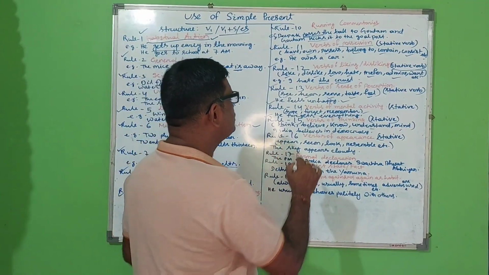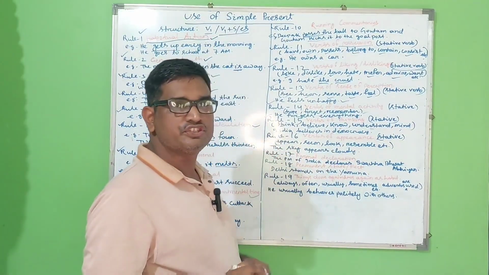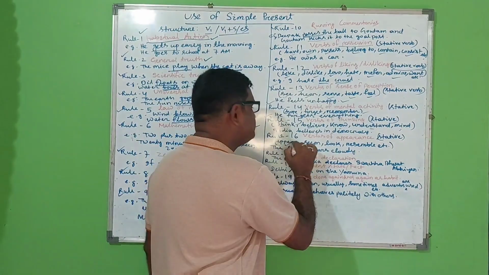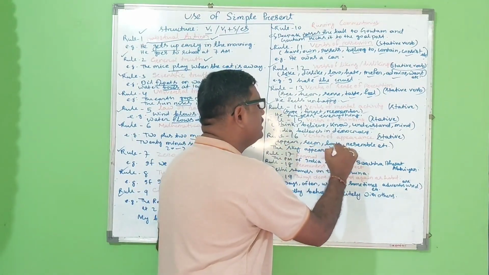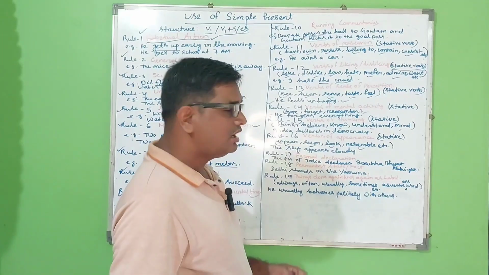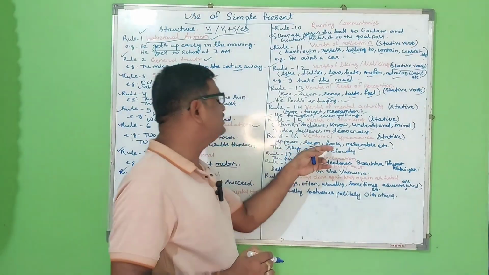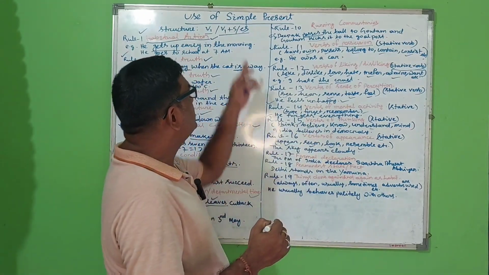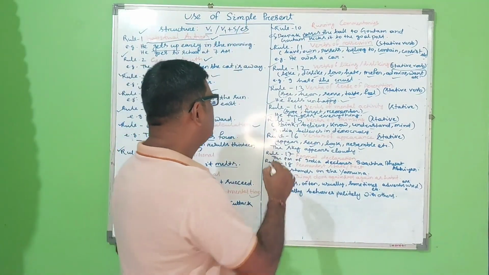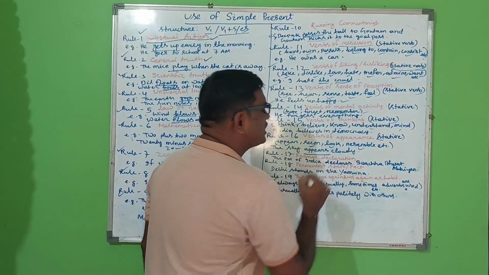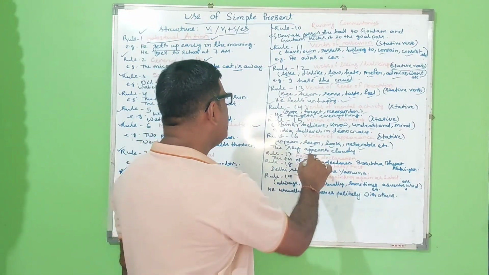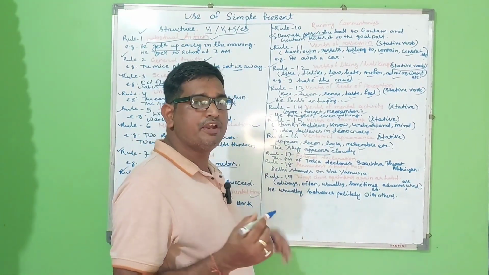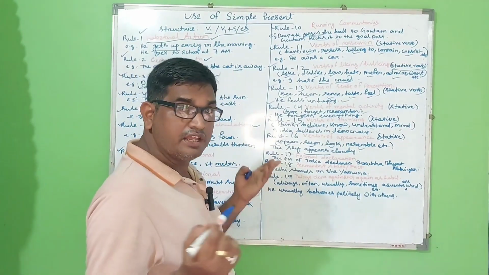Okay, rule number 16, you say verbs of appearance. Okay, that is also another stative verb. Which verbs are coming? Appear, seem, look, resemble. Okay, when we use these verbs in sentences, we use them generally in simple present tense. Clear? The sky appears cloudy. Okay, it seems very disappointed. Clear? Like this you will use.